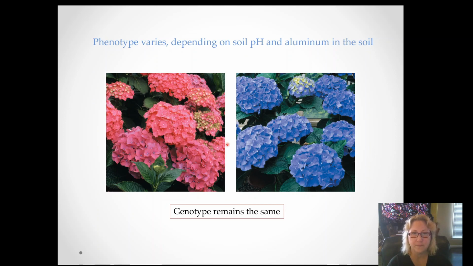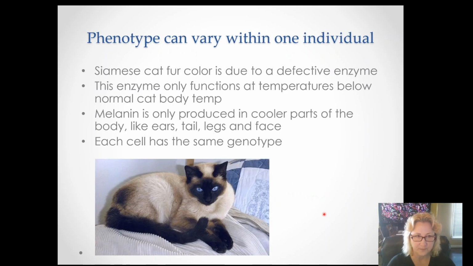But the genotype doesn't change. So whether the flowers are pink or whether they're blue, the genotype is the same. It depends on the environment. So that's an example of phenotypic range. So for this one genotype, we can have different flower colors depending on what the environment is.